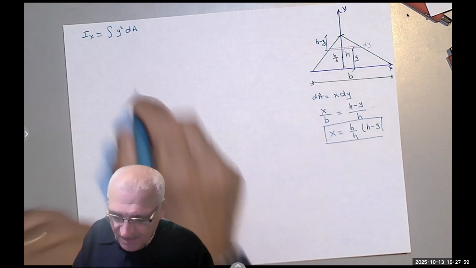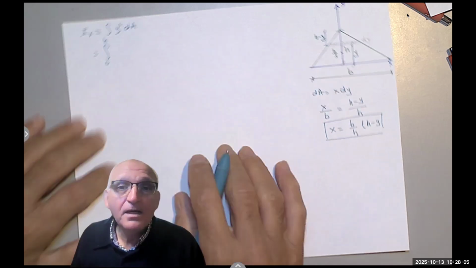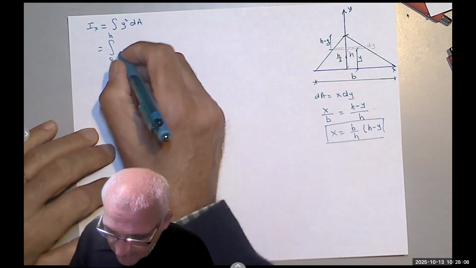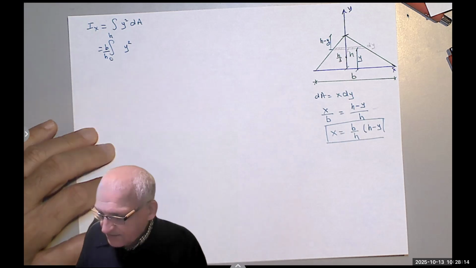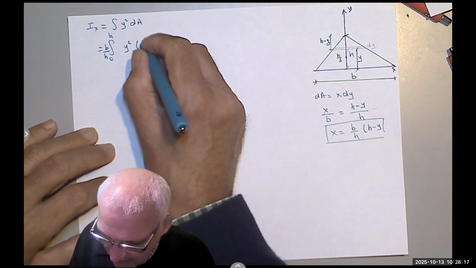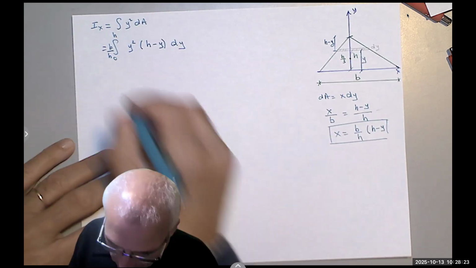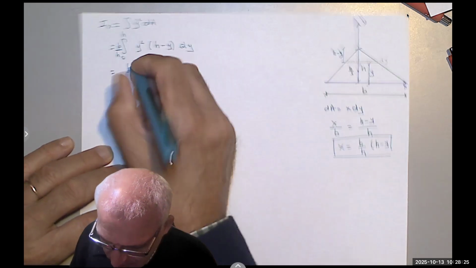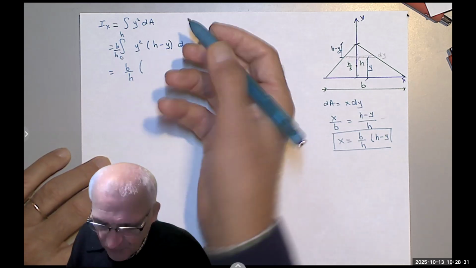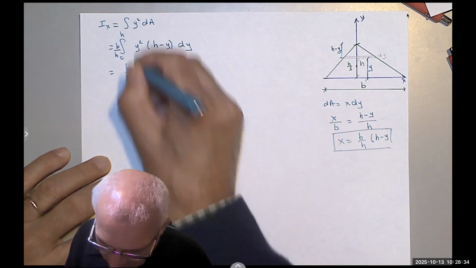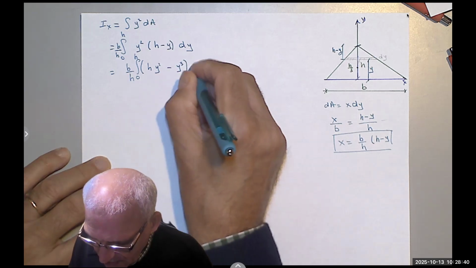So now I can take the integral from 0 to h as before of y squared times b over h, that I can take it outside of the integration since it's a constant, h minus y dy. So this equals b over h times, I'm going to integrate hy squared, or if you want, we can distribute, you can see it. It's hy squared minus y cubed dy.